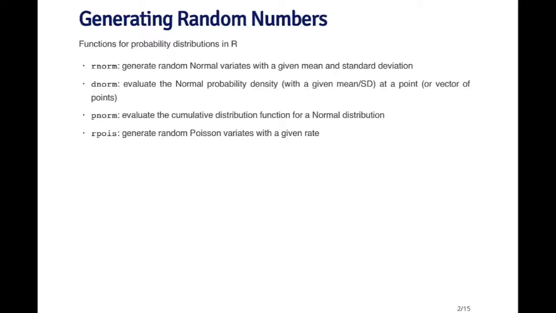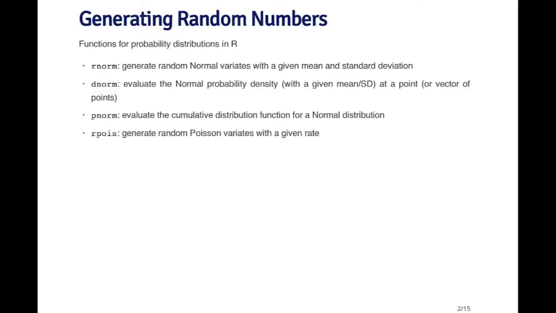And so we can generate variates from the normal distribution by specifying a mean and a standard deviation for that distribution, and then calling the rnorm function. So the rnorm function will simulate normal random variables from a distribution that has a given mean and standard deviation. There are corresponding functions for the normal distribution that can be used to evaluate the probability density, to evaluate the cumulative distribution function, and also for evaluating the quantile function.